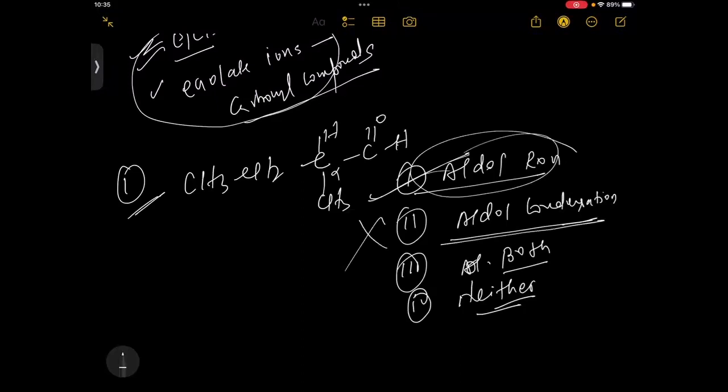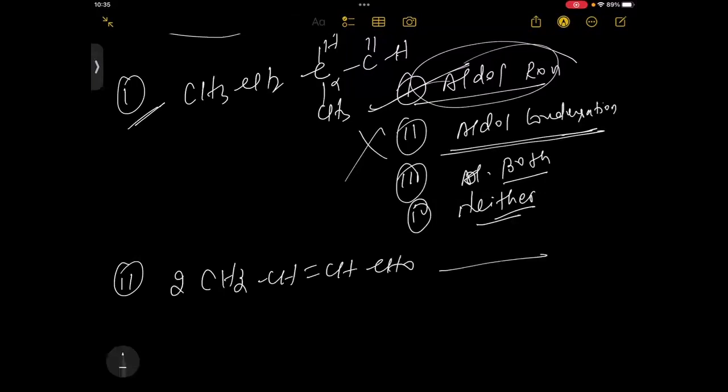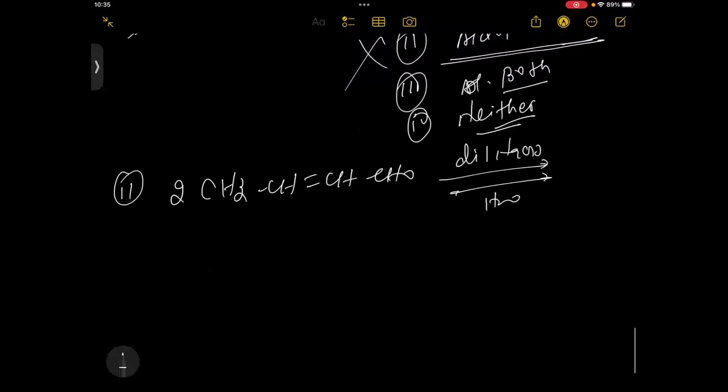Now my next question to you: can you tell me what the product of this reaction is? CH3, CH double bond CH, CHO. I have taken 2 moles, with dilute NaOH in water. Now tell me, students, what product will form? Just pause the video and try to solve the question. I'm not going to give you the options.